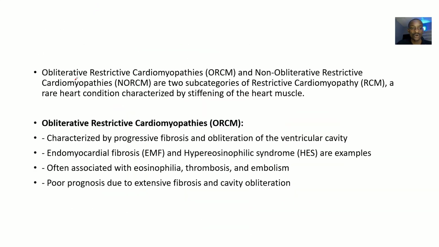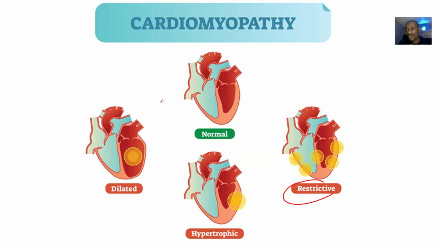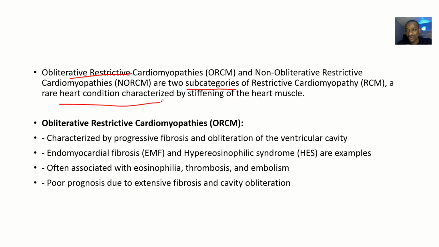So we said that obliterative restrictive cardiomyopathies and non-obliterative restrictive cardiomyopathies are two subcategories of restrictive cardiomyopathy, which is a rare heart condition characterized by stiffening of the heart muscles. So the heart muscles are no longer flexible. The heart's beating flexibility is no longer there.